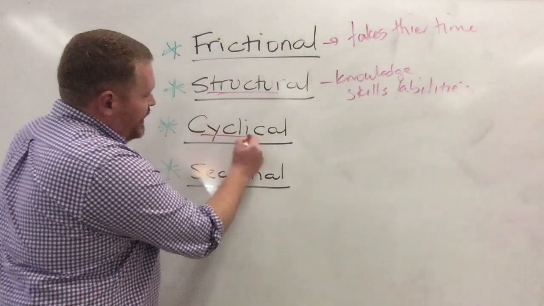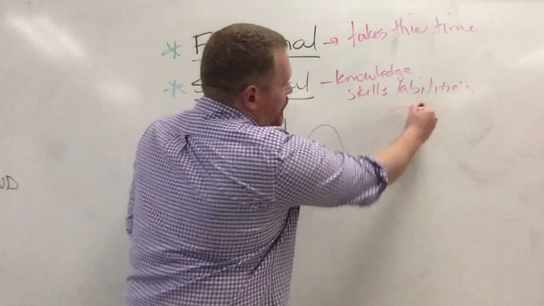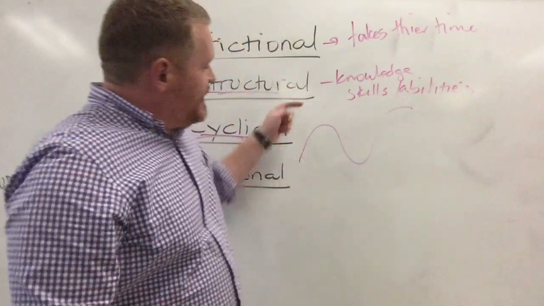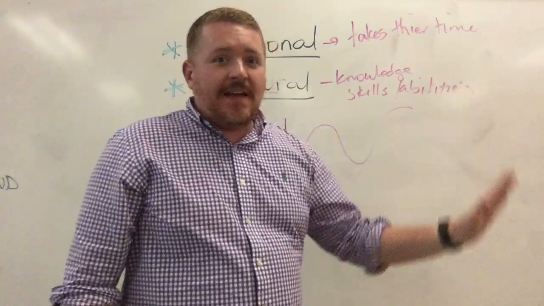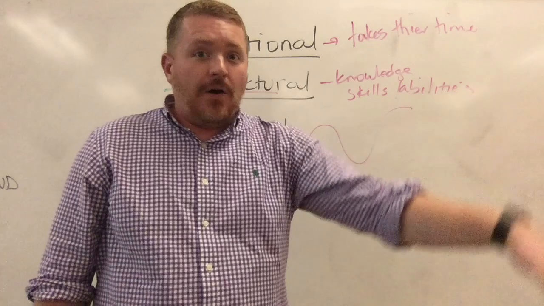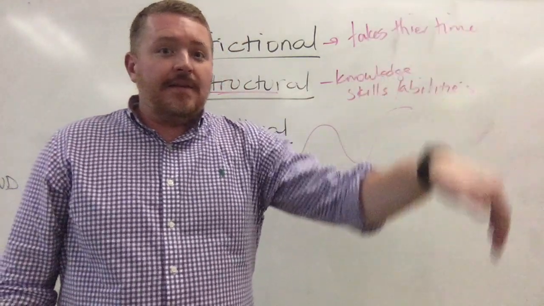The next one is cyclical. And what you should be pointing out there is that the root word is cycle. That's going to deal with something called the business cycle, which we'll get to on the next one. The business cycle basically just means the economy's doing well, then the economy's falling. Then the economy's doing well again, then it's falling again.